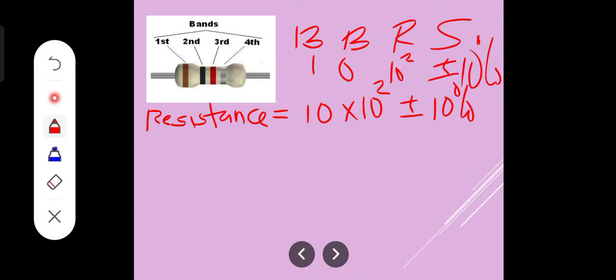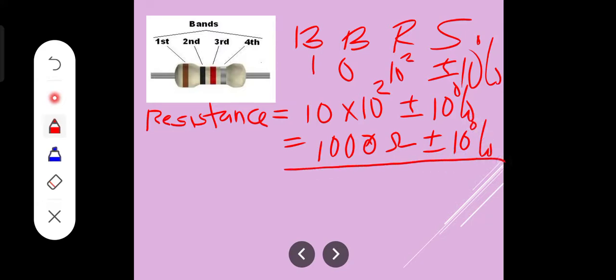Then we will just multiply 10 times 10 squared. So the resistance will be 1,000 ohms plus minus 10%. So this will be the resistance.